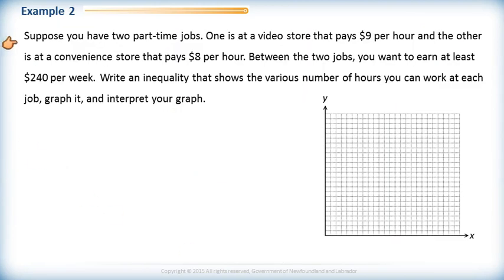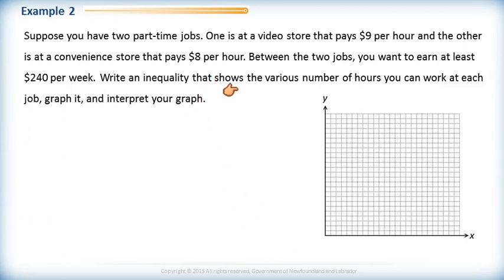Our next question is a problem-solving question. Suppose you have two part-time jobs. One is at a video store that pays $9 per hour, and the other is at a convenience store that pays $8 per hour. Between the two jobs, you want to earn at least $240 per week. Write an inequality that shows the various numbers of hours you can work at each job, graph it, and interpret your result.